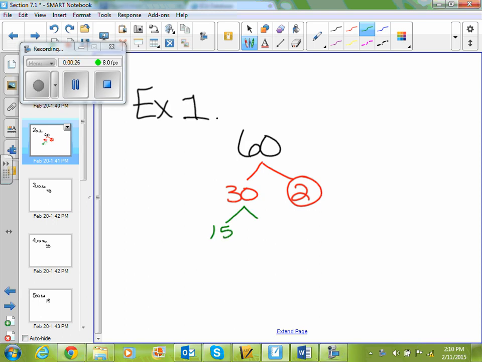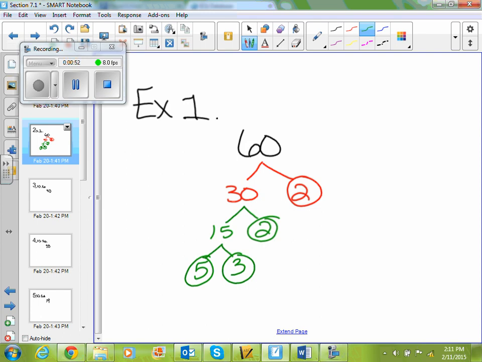Okay, 15 and 12. Okay, we just decided we can't break down 2 any longer. What about 15? What are two numbers that multiply to 15? 5 and 3. Okay, can I break down 5 any further? What about 3? No. Okay, so then I'm going to write down my factors as a factor tree.